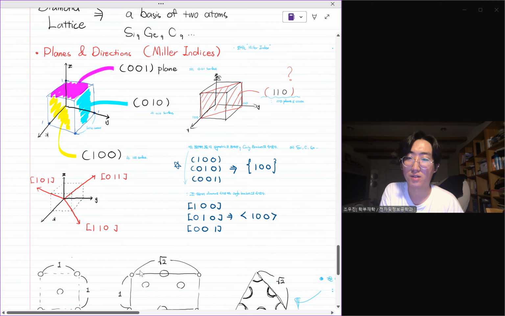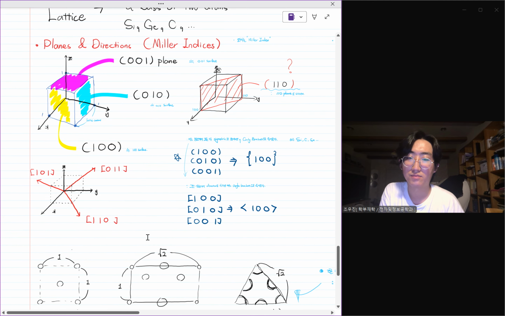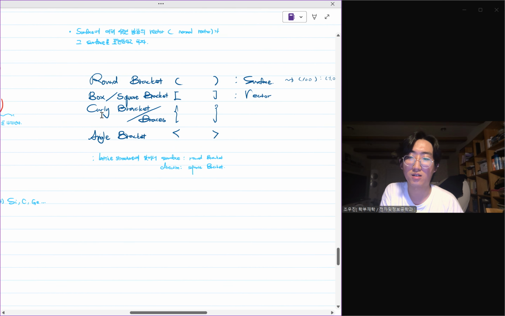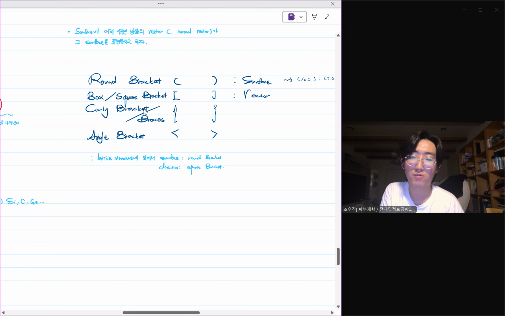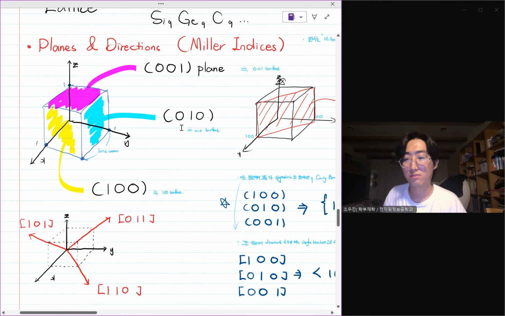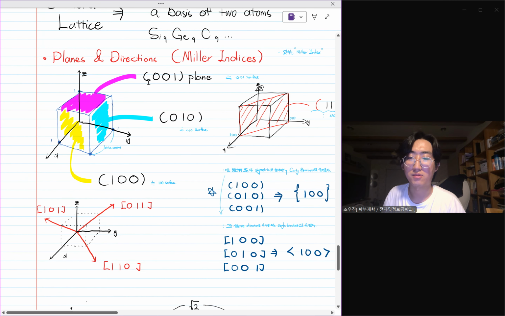The next one is Miller indices. There are some brackets: round bracket, square bracket, curly bracket or braces, and angle bracket. First, round bracket is a surface. Square bracket means a vector, like a direction. So here is some example.